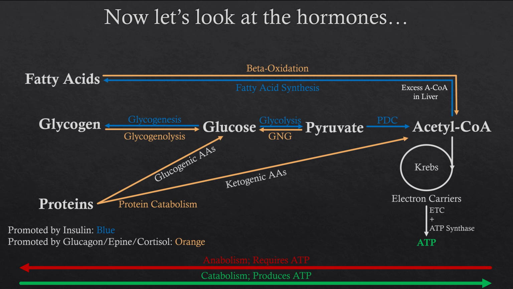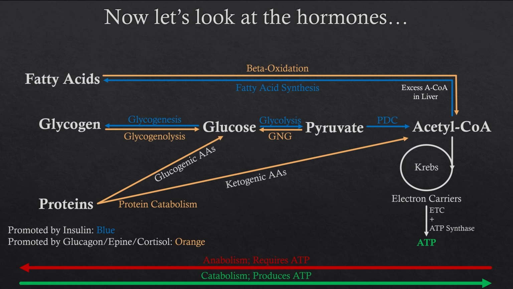So notice that all of these arrows that are in orange are going to be promoted by the same hormone, glucagon, or again, epinephrine or cortisol, because they're all functionally similar. So everything that's in orange that's going on in these fasted states is promoted by glucagon. Everything that's in blue, which is in the fed state, is promoted by insulin.